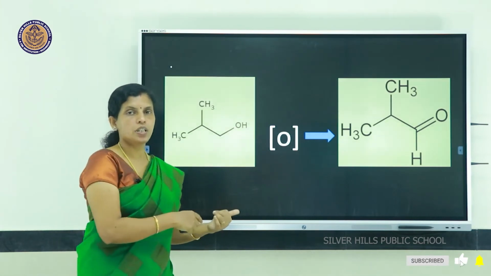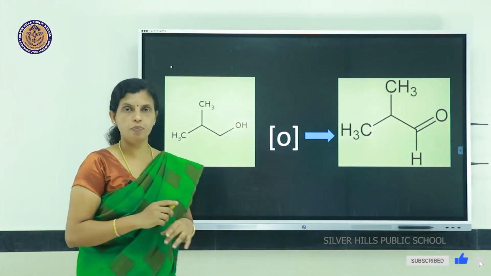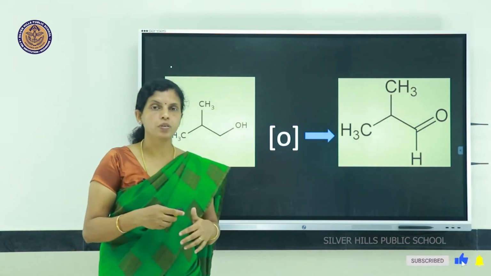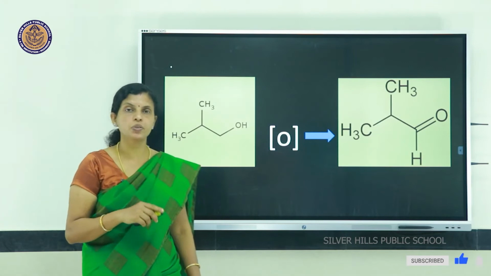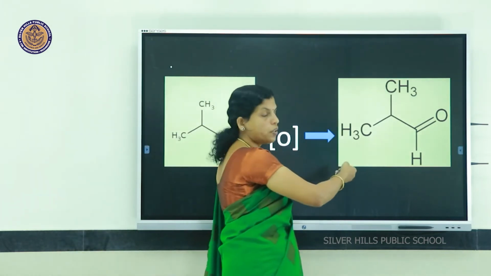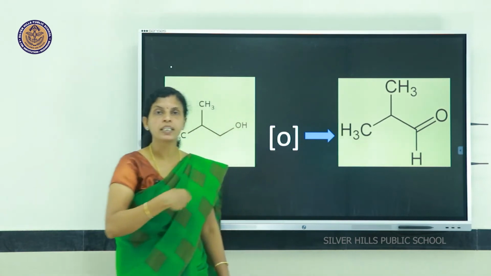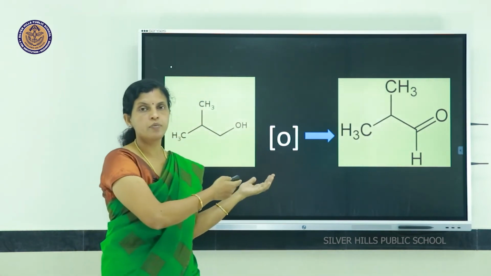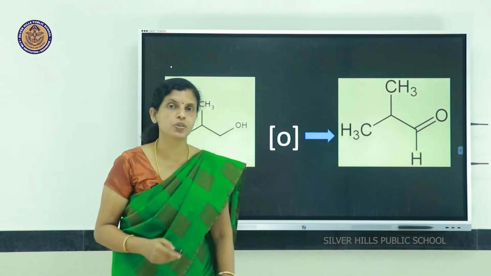In this condition we can use PCC or PDC, but if we are using alkaline KMnO4 or acidified K2Cr2O7, what do we have to do? The product which is forming should be continuously removed. Otherwise it will get converted to the corresponding carboxylic acid.